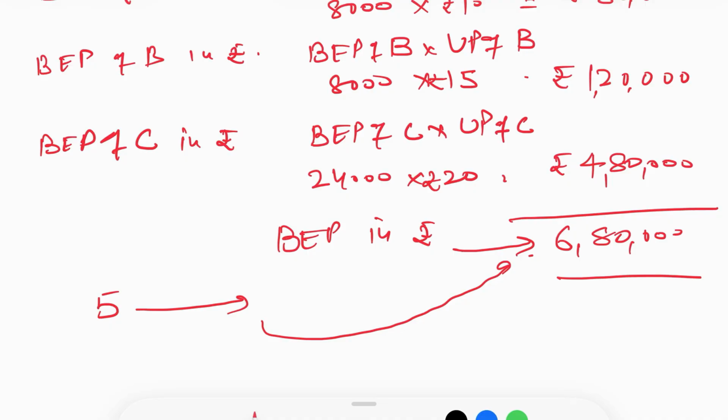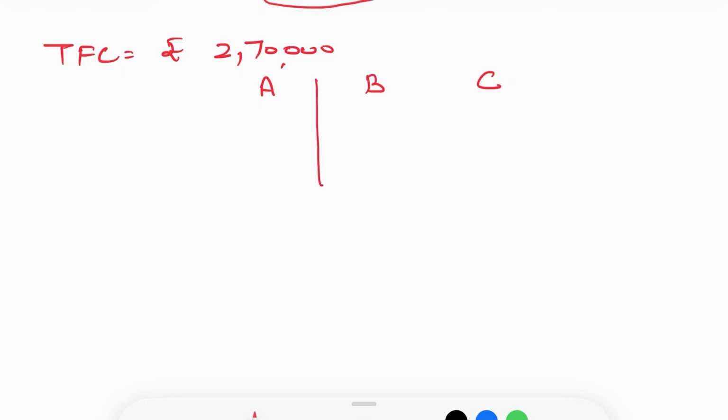Now let's do one practice question. You solve that question with me now. Write down the question. The question is written on the screen. You can check it from there. In this question, TFC is rupees 2,70,000 and A, B, C, there are 3 products. Unit price of A is 15, B is 25, C is 18. Unit cost is here 9.